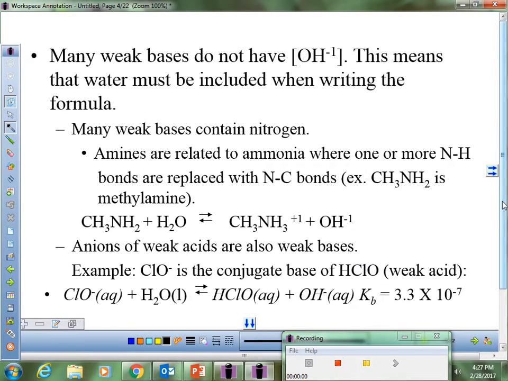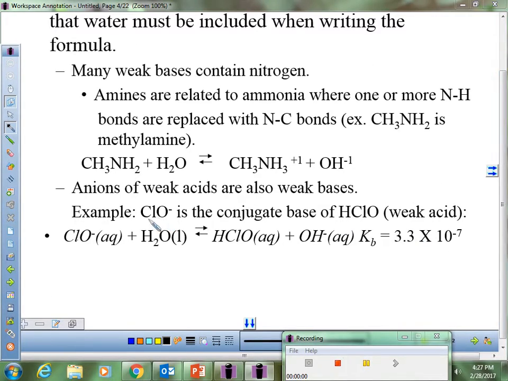For example, this is ClO minus 1. If we put a hydrogen on it, we would get hypochlorous acid, which is a weak acid. So because we know this is a base, we're going to put it in water. And notice what happens this time. Instead of the hydrogen coming off and going on the end like it did with these amines and ammonia, the hydrogen comes off and goes on the front. And we essentially get the hypochlorous acid, and then we get that hydroxide.